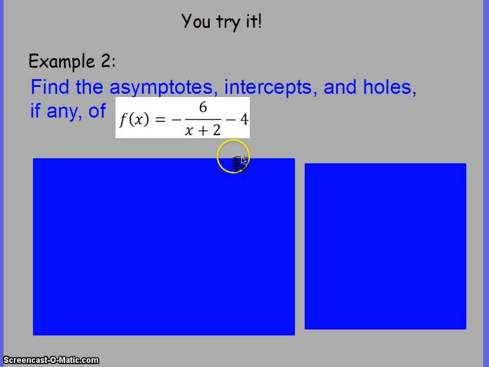Now, why don't you try the next example? Copy the question down, and I want you to find the asymptotes, intercepts, and holes, if any, of this function here. Go ahead and pause the video and start it up when you have found all the answers. Okay, here we go.